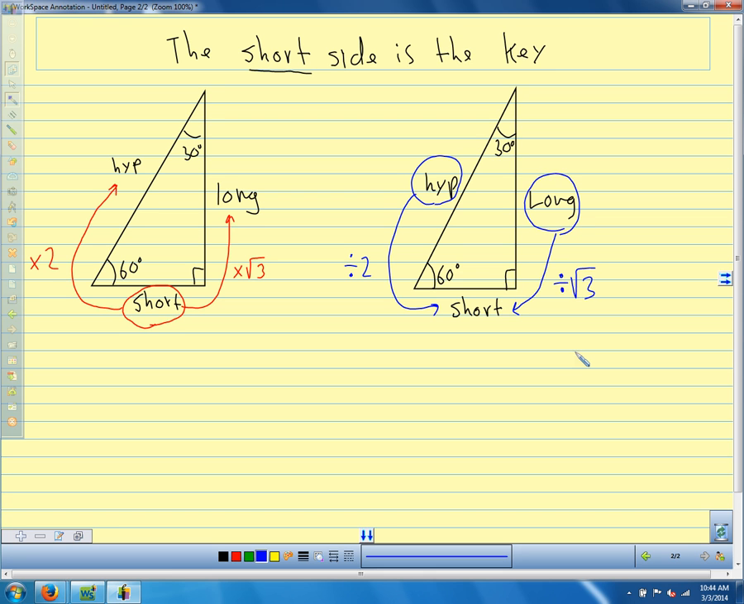So that's all you have to remember for 30, 60, 90 triangles. Your short side's your key. To go from the short to the hypotenuse, multiply by 2. To go from the short to the long, multiply by the square root of 3. To go from the hypotenuse to the short side, do the opposite thing. Divide by 2. To go from the long to the short, we divide by the square root of 3. So our short side is our key. We could write rules to go from the long to the hypotenuse or from the hypotenuse to the long. They get more complicated. It's easier just to remember these two things and always try to get to the short side to find your other sides.